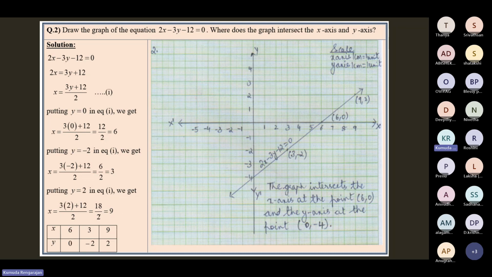Whatever you get here, you put it in the form of a table like this. Make an xy table and write out the points you've got. When y is 0, x is 6. When y is minus 2, x is 3. When y is 2, x is 9.